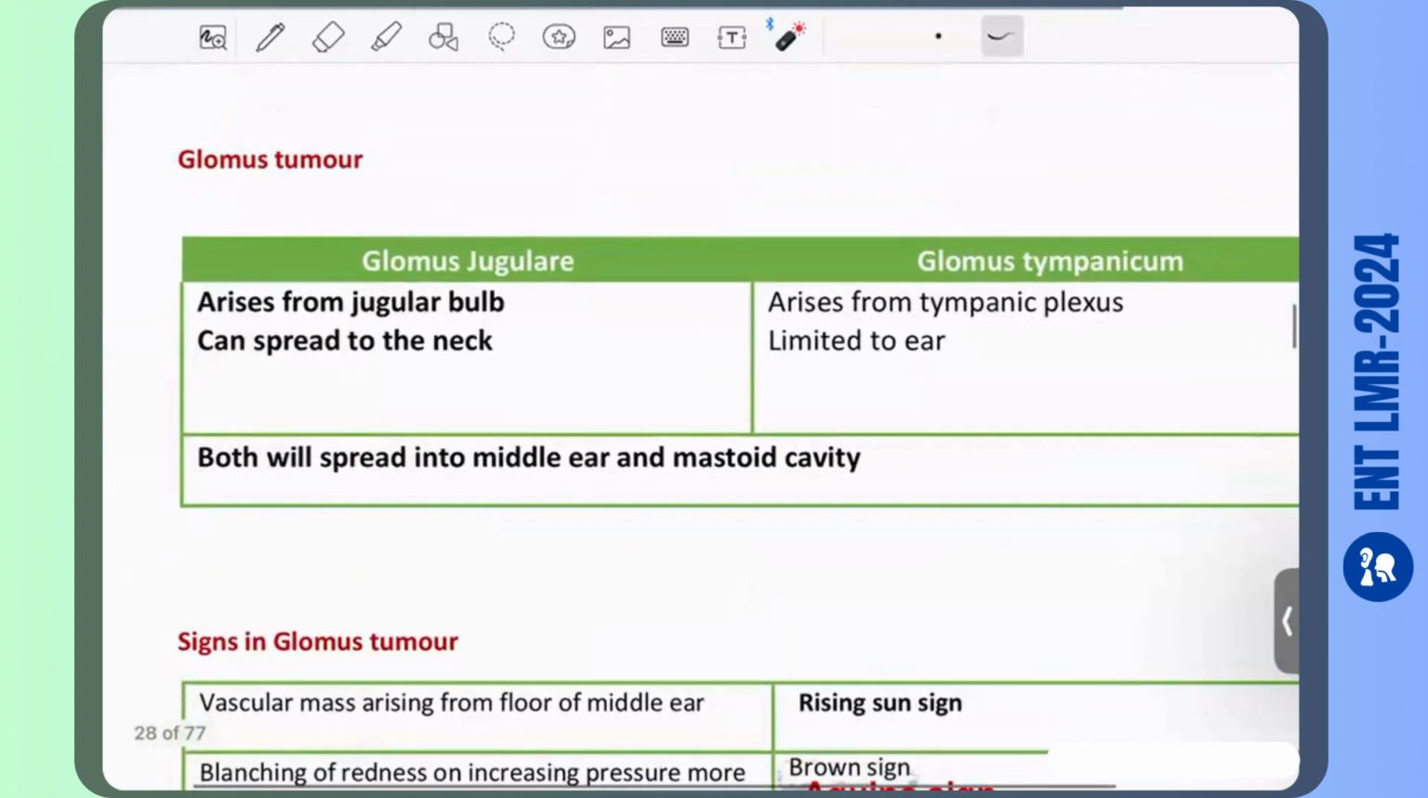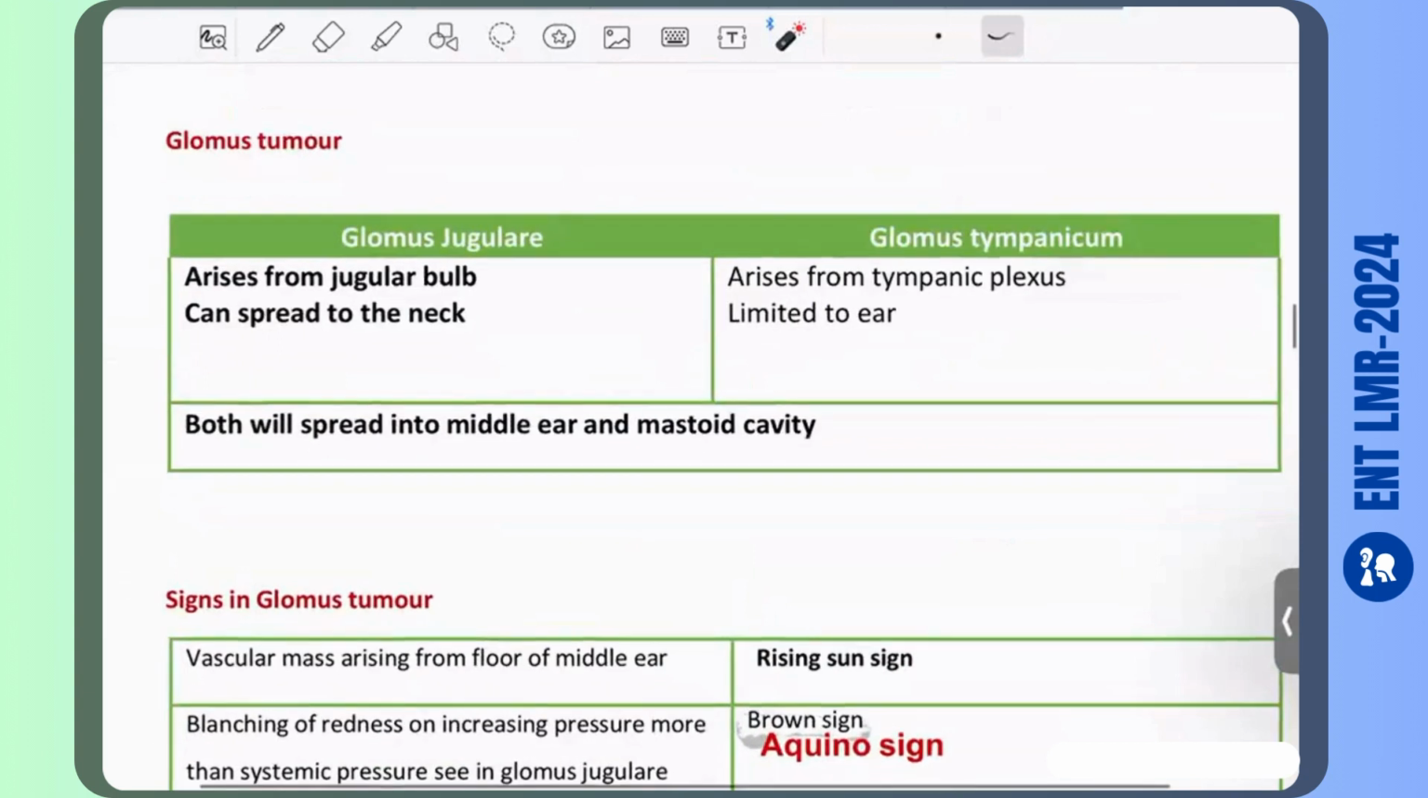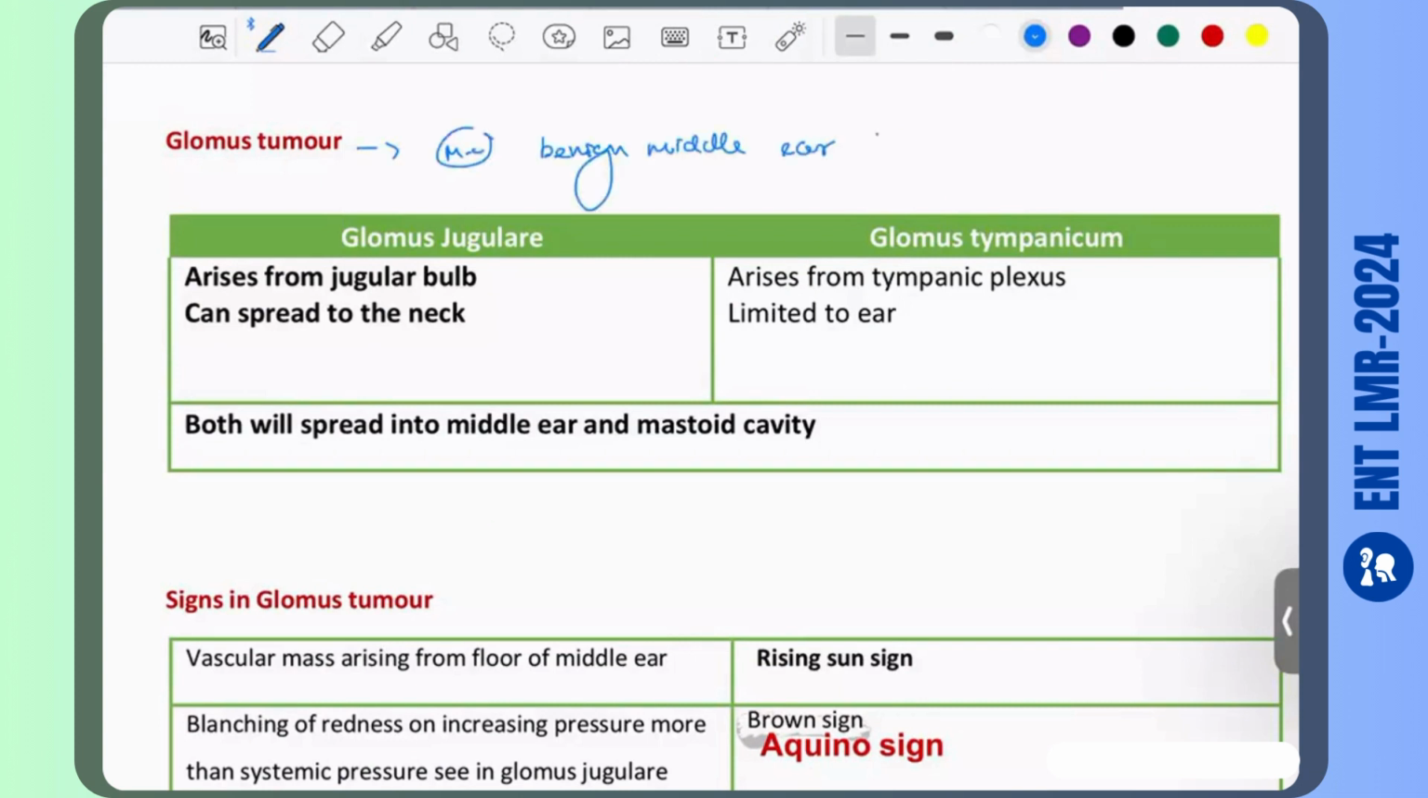So we'll finish a few of the tumors. Glomus tumor is the most common benign middle ear tumor. This glomus tumor is divided into two types: glomus jugulare and glomus tympanicum.